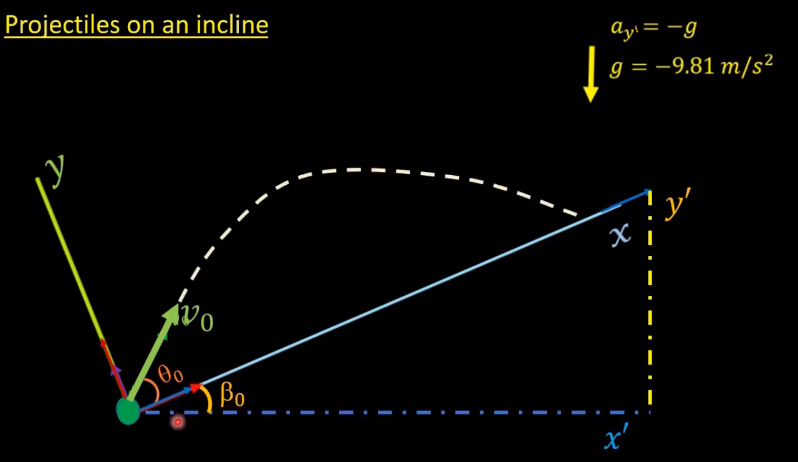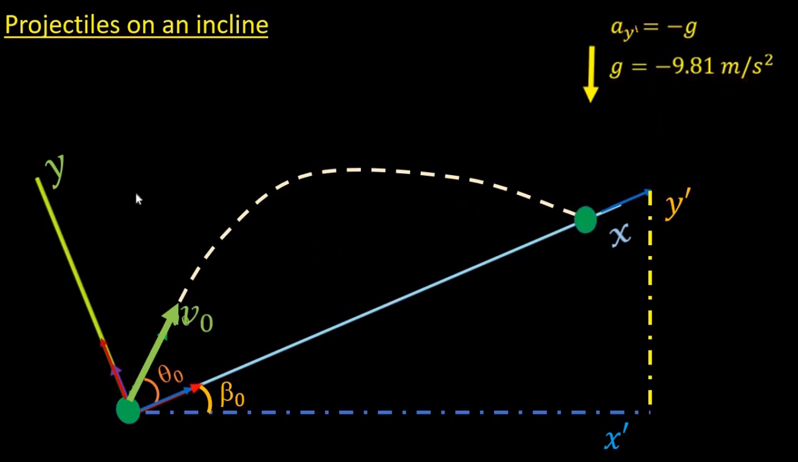So when the particle is launched, it's going to follow this path. You can imagine the particle being fired from the bottom of a ramp, and when it's fired it's going to hit the ramp some distance from where it was launched. We're going to change notation now for the acceleration. We're going to say the acceleration is a sub y prime, which is minus g, which acts vertically. The reason it's a sub y prime is because y prime here is our new vertical axis, and g is still minus 9.81 meters per second squared.